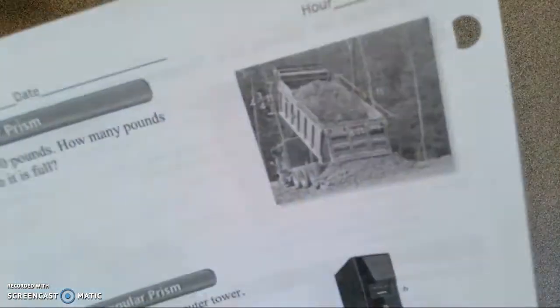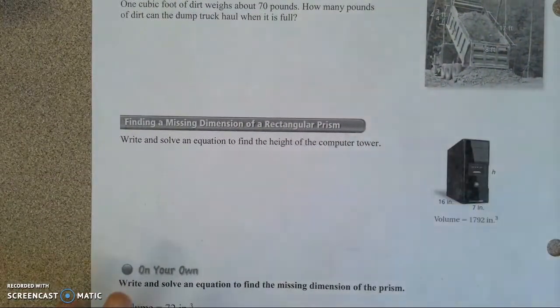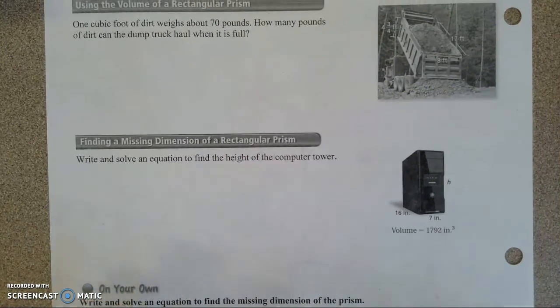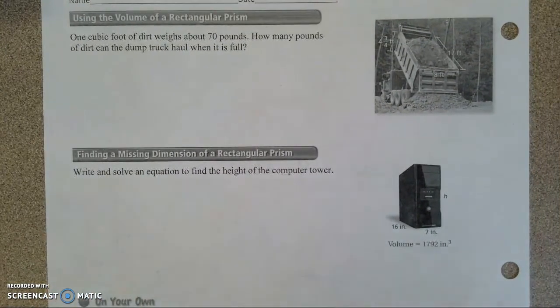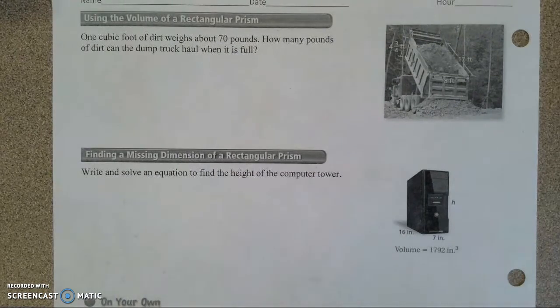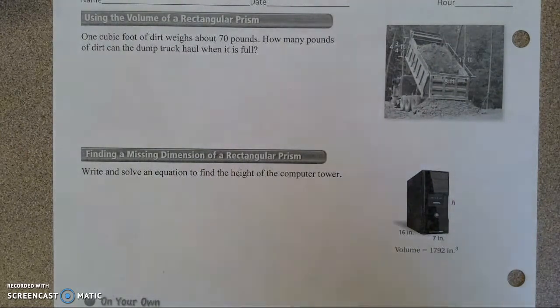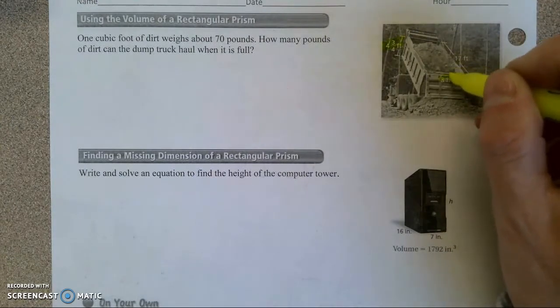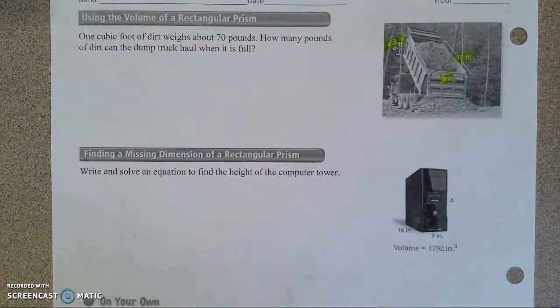All right, let's go ahead and flip this over. We're going to work through one word problem together here. So this says 1 cubic foot of dirt weighs about 70 pounds. We want to figure out how many pounds of dirt can this dump truck haul when it is full. So it's kind of difficult to see the way it printed, but here are my dimensions. It's 4 3/4 feet, 8 feet here, and then 17 feet here.